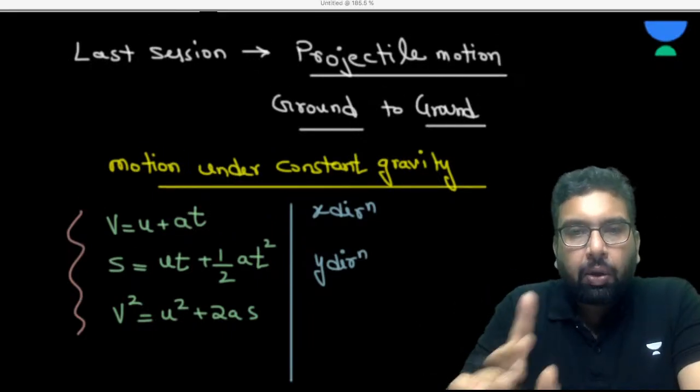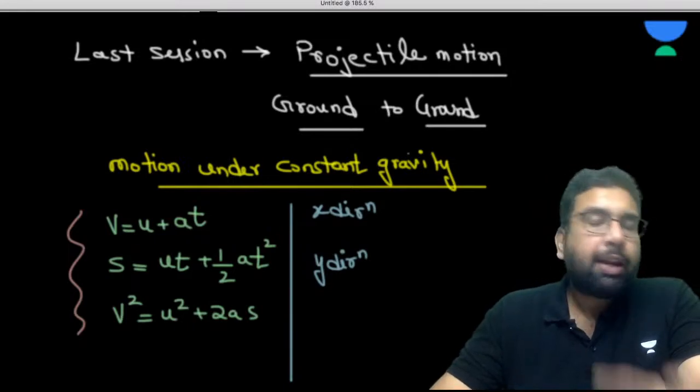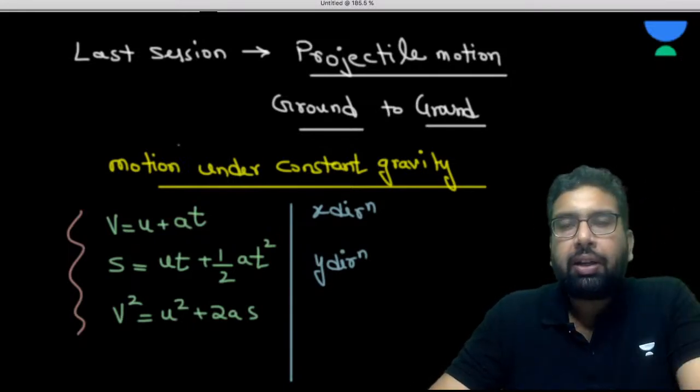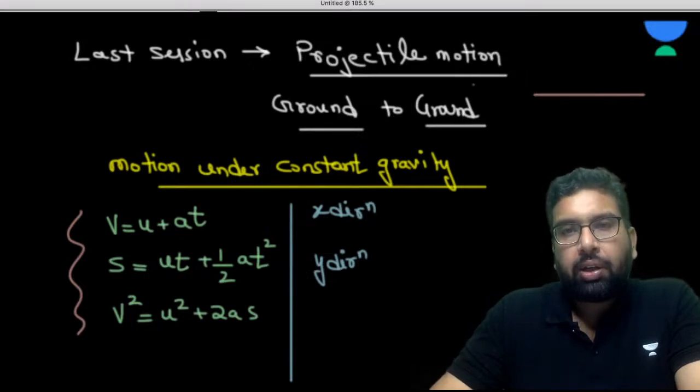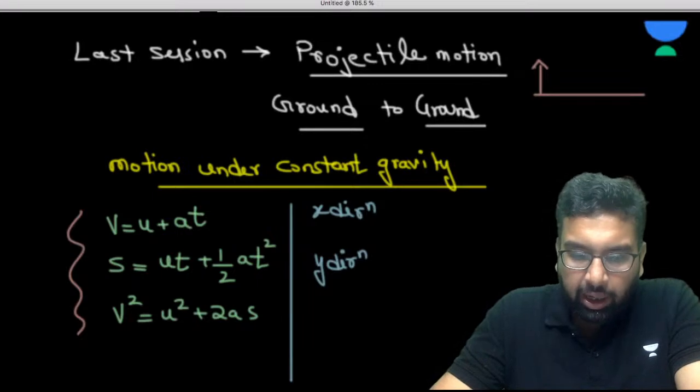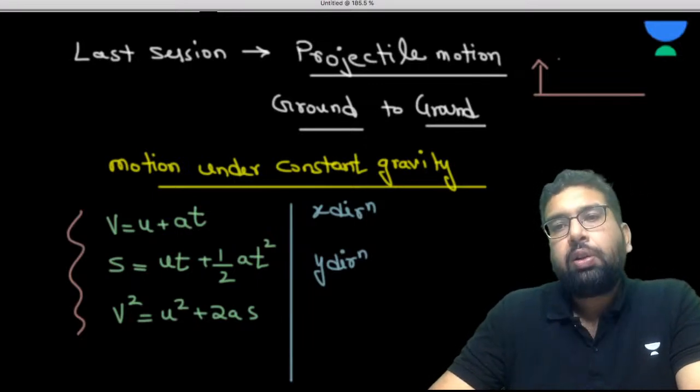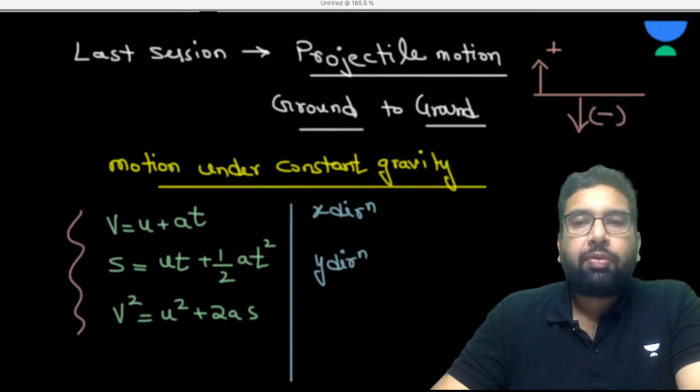Now I'll tell you one thing. Whenever you are seeing vertical motion, that is motion under gravity, from the reference, when you are moving in the upward direction, you go positive. Whenever you are moving in the downward direction, you take negative. This is the sign convention we have to follow.